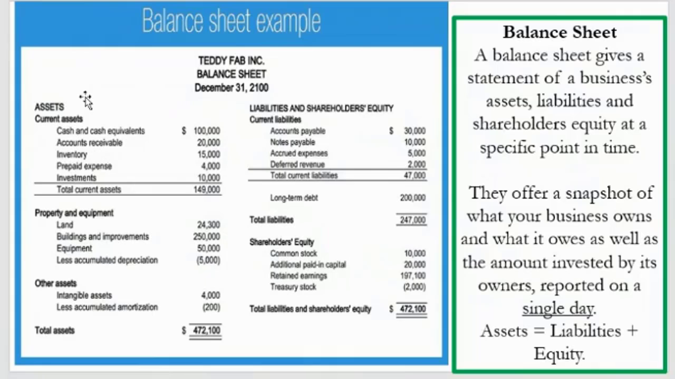And as you can see, this is assets. It equals 47200 right here. Now for liabilities and equity, when you add those two up, then you get the same 47200 right here. So the balance sheet is going to show you the snapshot of the business as reported on a single day.